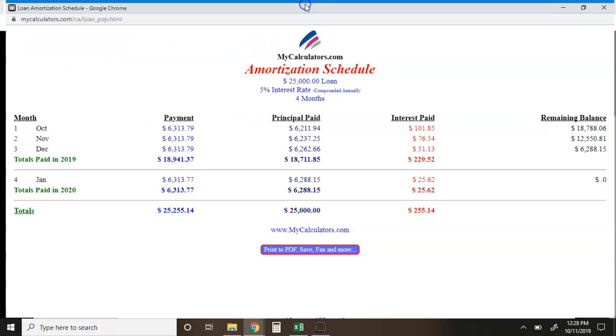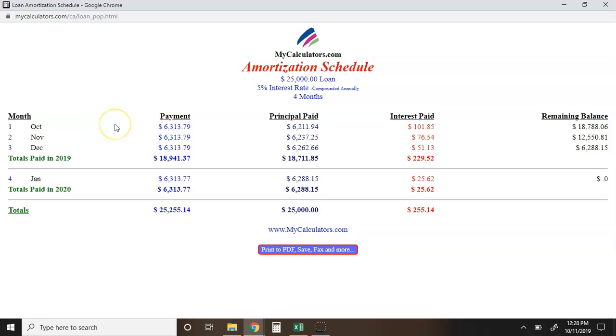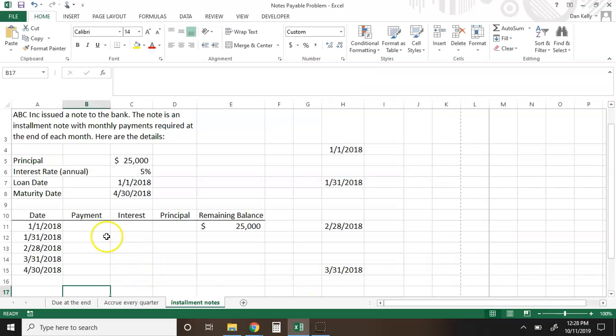Okay, so I didn't change the dates, but you see the first month, the payment, what remains, how much went to principal, how much went to interest. The second month, the payment, how much went to principal, how much went to interest, etc. So that's one way to get this done. Another way to get this done is to actually make Excel do it for us.